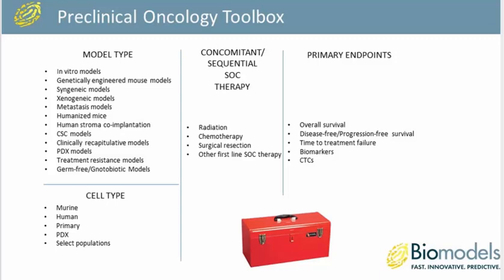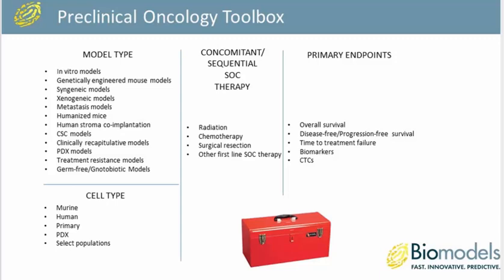So just the main types of models that are out there, there's a whole host of in vitro models that model complex interactions in a dish. They're great for looking at biochemical, molecular interactions and pathways. We have genetically engineered mouse models that can be layered with various xenograft or tumorigenesis models.